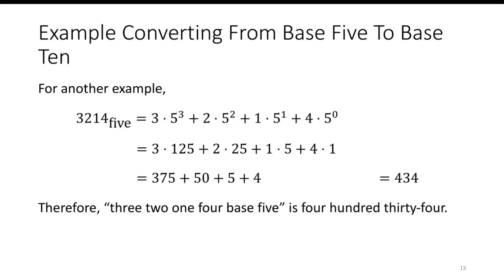Evaluate your exponents. So we end up with 3 times 125, plus 2 times 25, plus 1 times 5, plus 4 times 1. Multiply next. So 375 plus 50 plus 5 plus 4. And we end up with 434. And what that means is that 3214 base 5 in our base 10 system we love and cherish is 434.